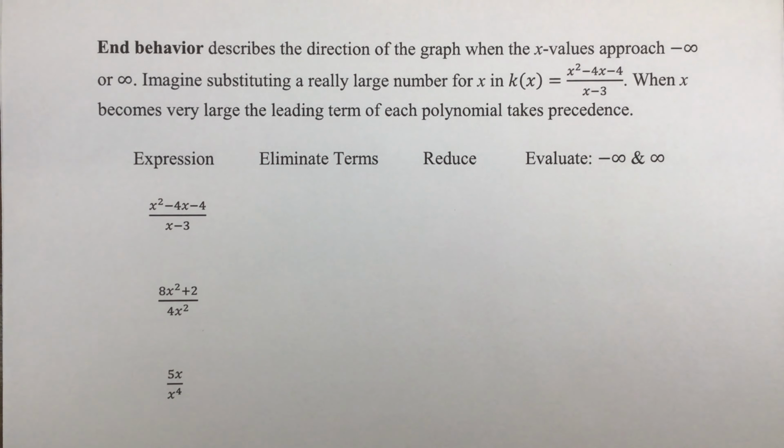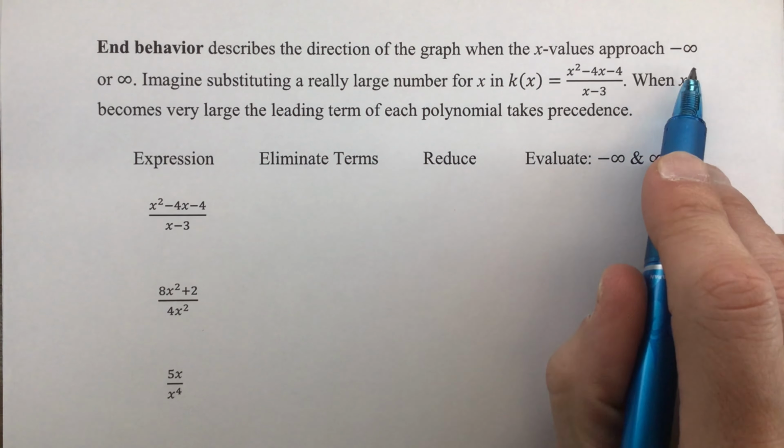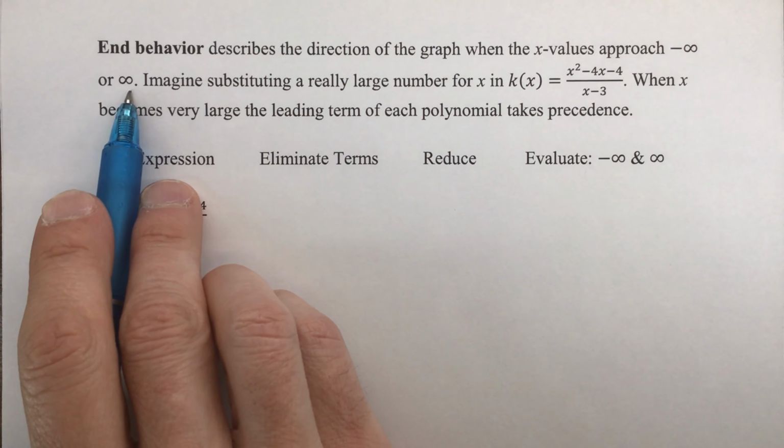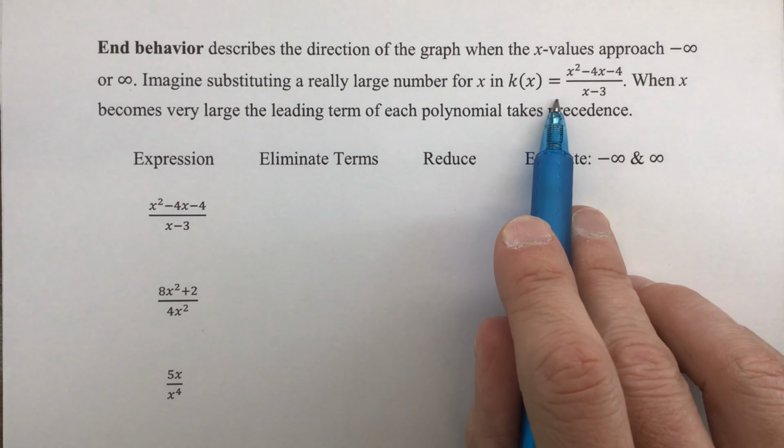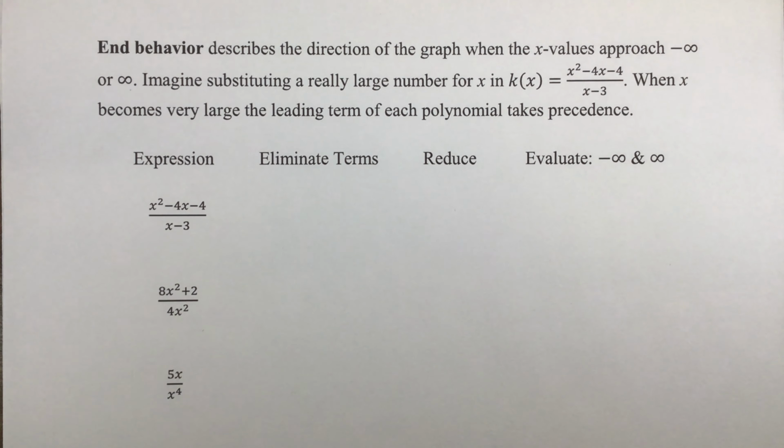All right, so what I want to do now is summarize horizontal asymptotes and slant asymptotes as end behavior. Okay, end behavior describes the direction of the graph when the x values approach -infinity or infinity. In other words, as we go way out to the left or way out to the right, what happens at the ends of this graph? Okay, imagine substituting in a really large number for x. Okay, consider k of x, the last function that we looked at. If you were to substitute a very large number for x, there's certain terms that don't really matter anymore.